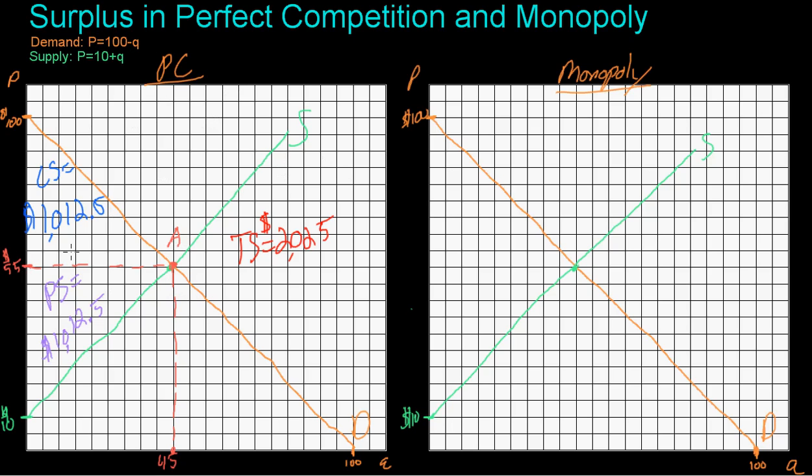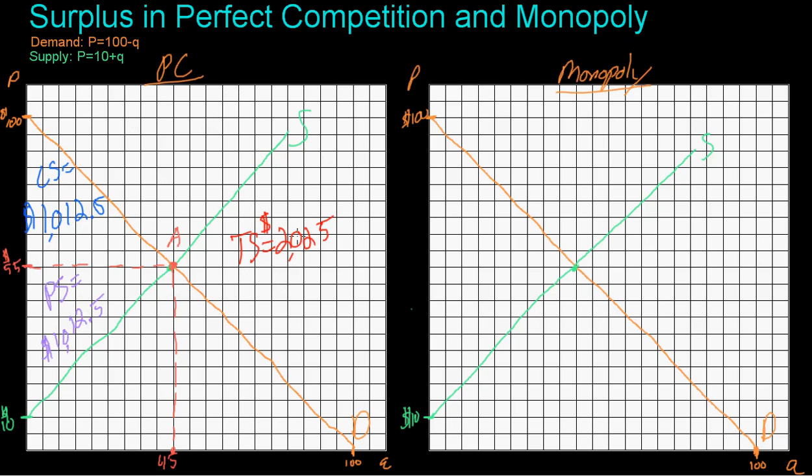And then if you calculate the area of these triangles, again just that consumer surplus is the area below demand and above price, you get that consumer surplus is $1,012.50. And you get that producer surplus is exactly the same, but it is this lower triangle down here, which is from 55 to 10 over to point A, and it is the exact same amount. So you get that total surplus is $2,025.